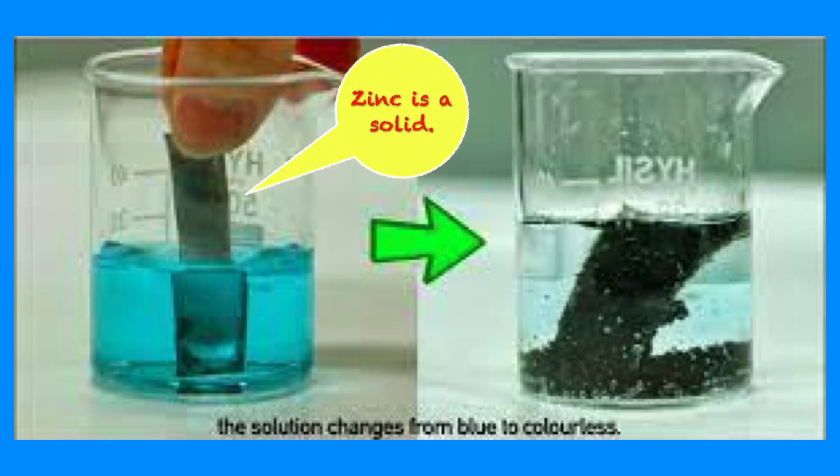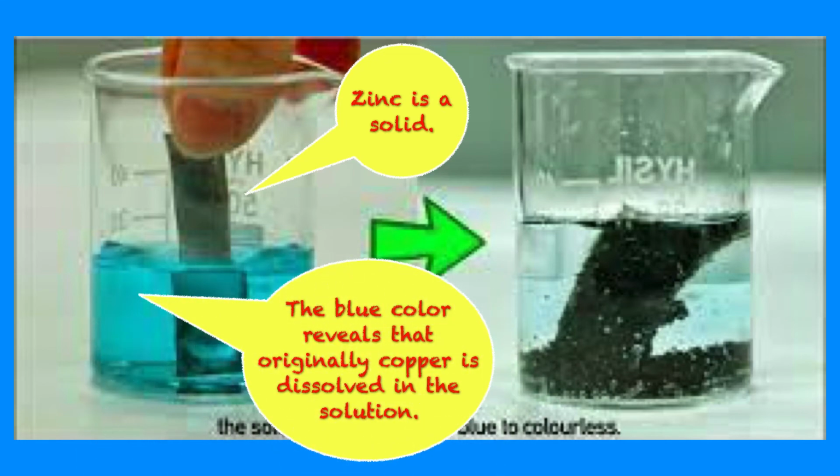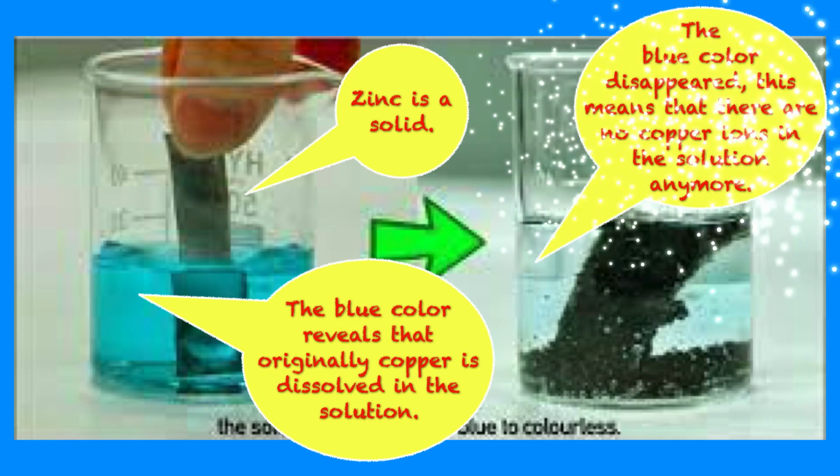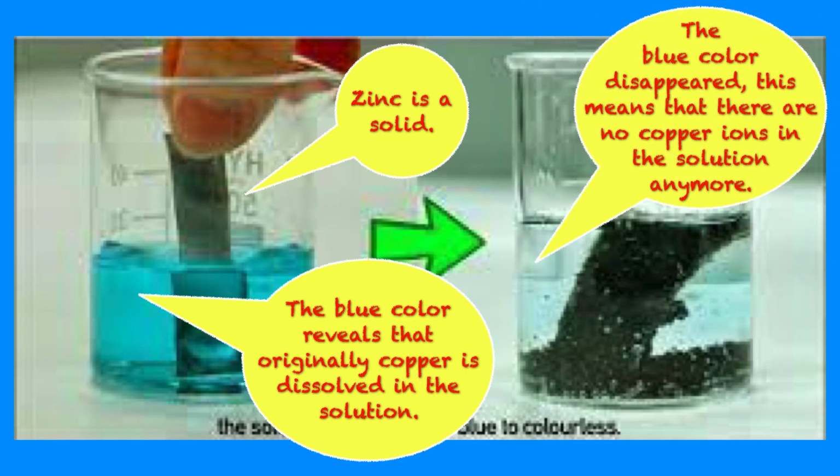What does this blue color reveal about copper? The blue color reveals that originally copper was dissolved in the solution. Describe the color of the solution at the end of the reaction. The blue color disappeared. So, what does this mean? It means that there are no copper ions in the solution anymore.